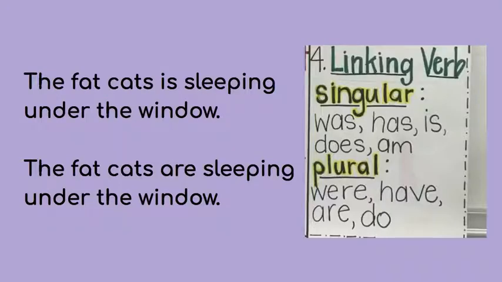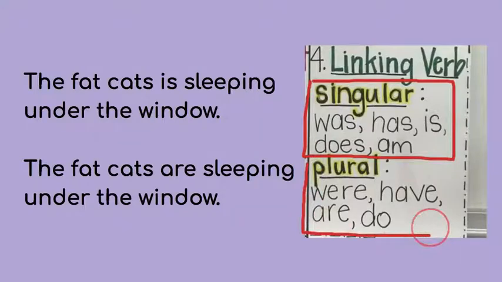Now for our next rule, linking verbs. If you see these verbs, they're singular: was, has, is, does, and am. All of those are singular, all right? But these are plural: were, have, are, and do. Anytime you're talking about something that's plural, these are the words we need to use. If it's singular, these are the words we have to use.